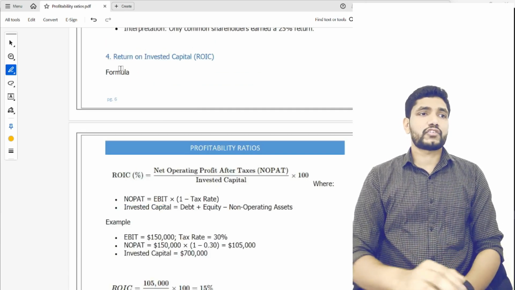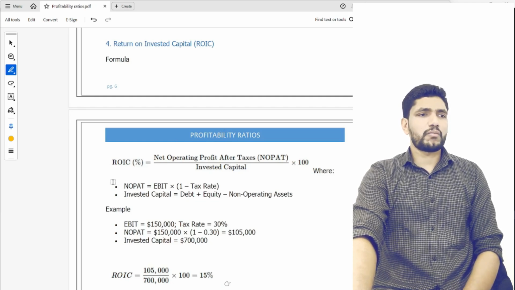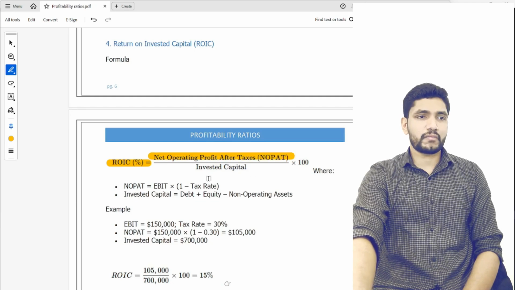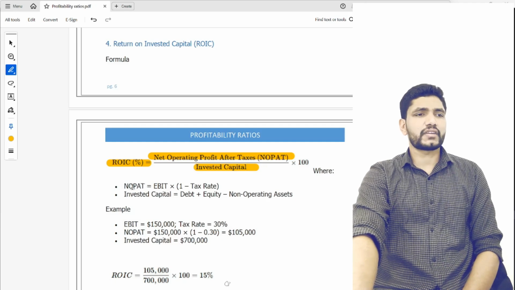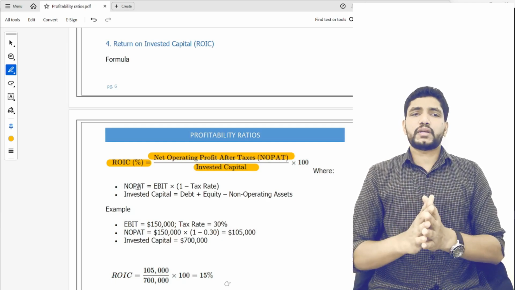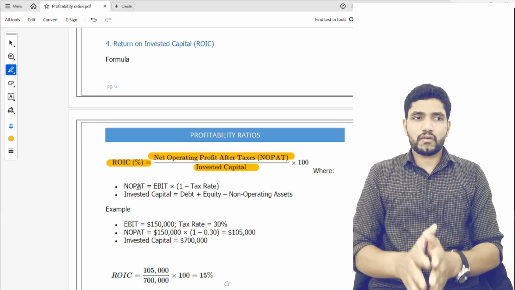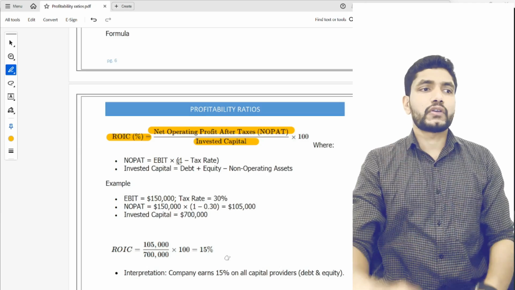Let's move on to the next ratio, that is return on capital invested. The formula for return on capital invested is net operating profit after tax divided by invested capital. In this case, we are comparing operating profit after tax with invested capital. So let's look at this case.